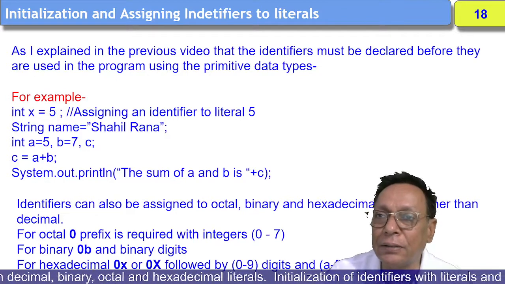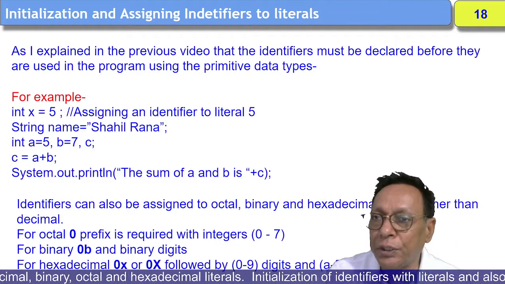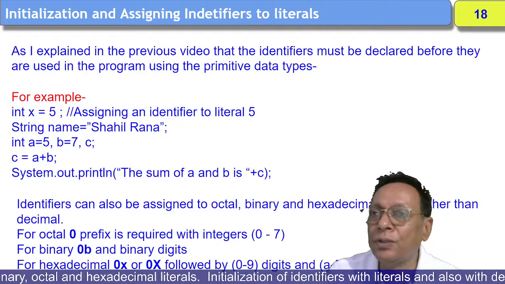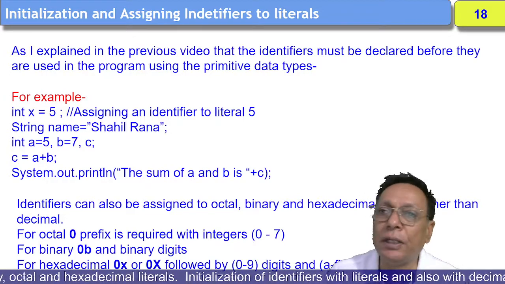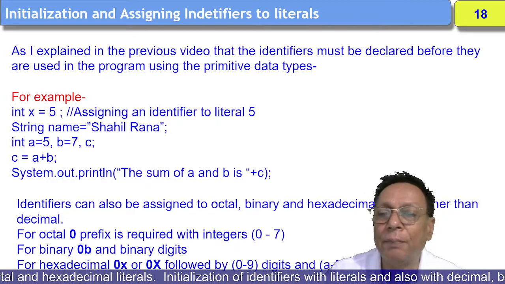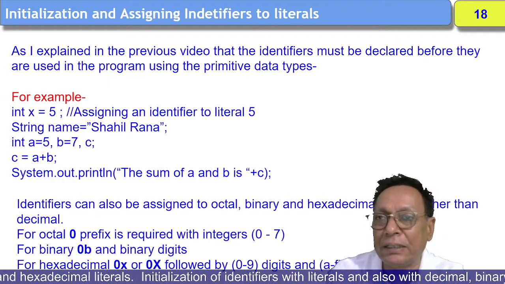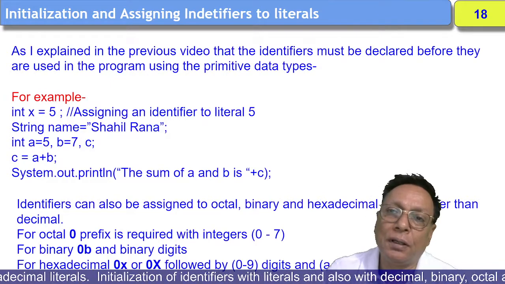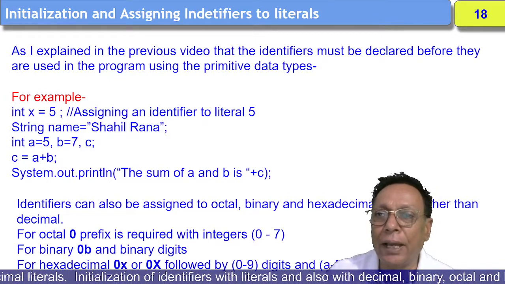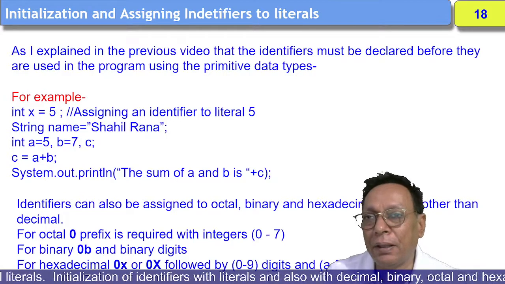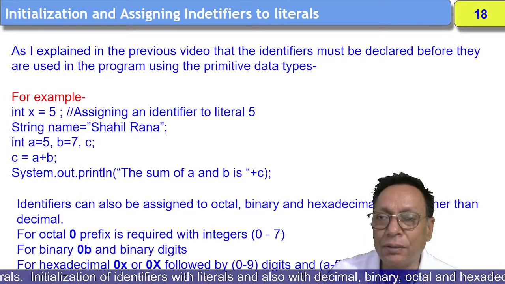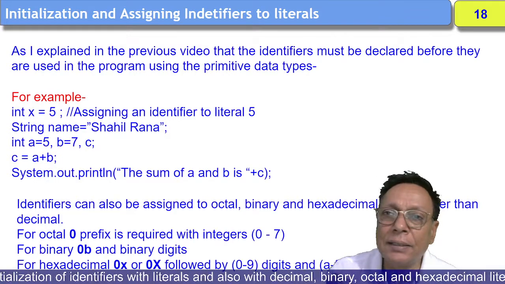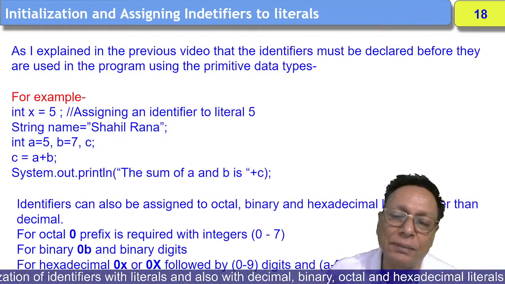If you want to initialize an identifier with a binary number, use 0b followed by 0s and 1s. And if you want to initialize the identifier with a hexadecimal number, you will have to use 0x. 0x indicates hexadecimal. Small x or capital X, both work. So x indicates hexadecimal.